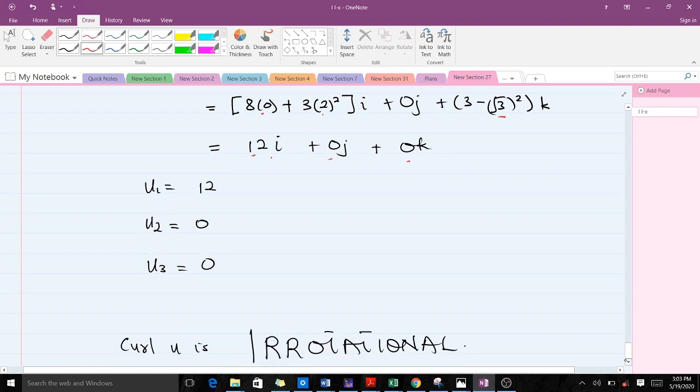Then it asks, is it rotational or irrotational? Our vector field is rotational. Know that we only say it is irrotational when the curl of f is equal to 0. If each component had been 0, then it would have been irrotational. But since here it is not 0, the i component is 12, we say it is rotational.